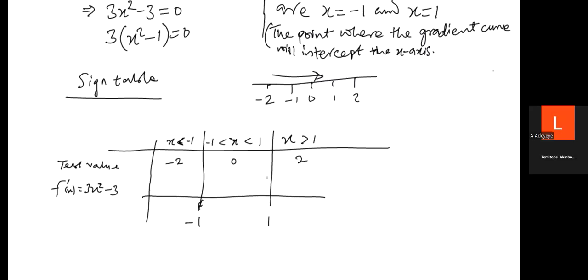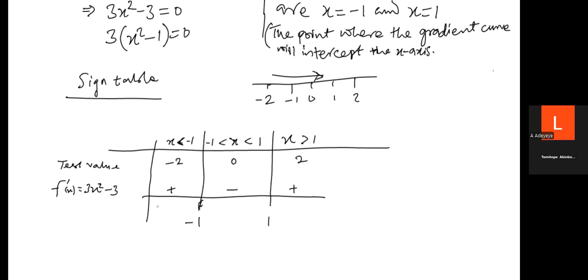Now, let's substitute -2 here. If you substitute -2 into 3x squared minus 3, will it give us a positive value or a negative value? Positive value. If you substitute 0 here, it gives us a negative value. Very good. If you substitute 2 here, it gives us a positive value. Very good. So you can see that positive means that it's increasing here.